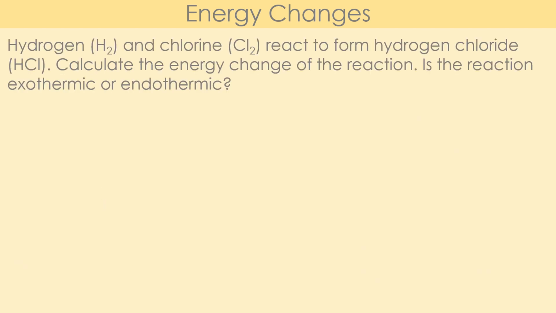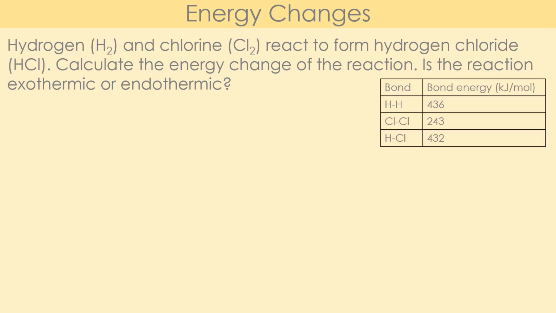Now there may be times in your exams, particularly for the higher paper, where you need to calculate the energy change and work out if it is endothermic or exothermic. Now we've got a question here. Hydrogen and chlorine react to form hydrogen chloride. Calculate the energy change of the reaction, and is the reaction exothermic or endothermic? Now they will give you a table with the bond energy in it, with the relative bonds as well. They don't expect you to know these, they will give you that information.